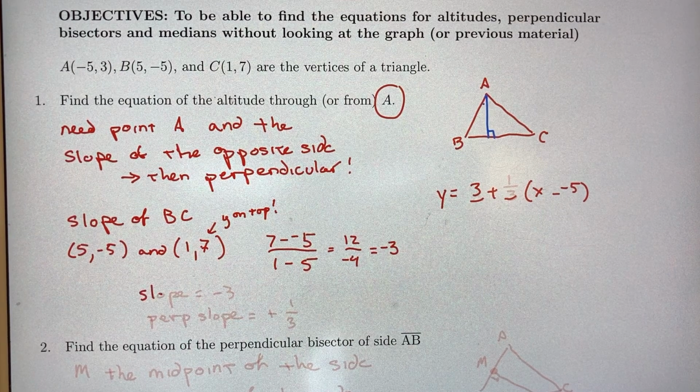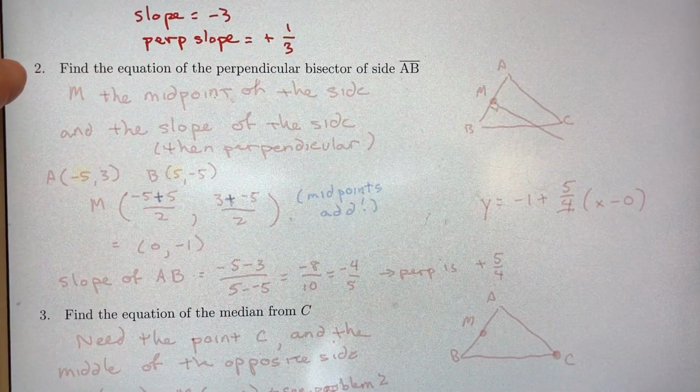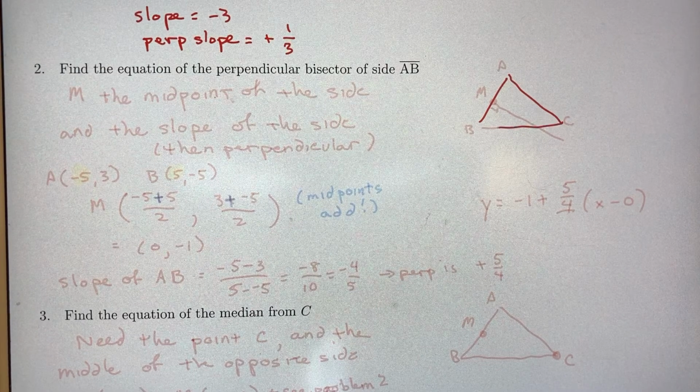So the slope is -3, the perpendicular slope, opposite reciprocal, so positive sign, flip the fraction. Do both. Some of you didn't do both. There you go. Okay, for the equation of the perpendicular bisector, again, let me just draw a generic triangle again.